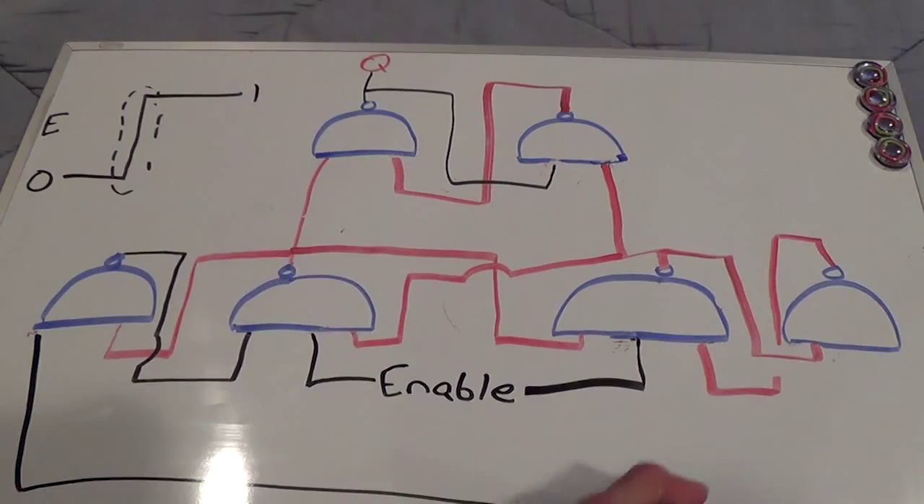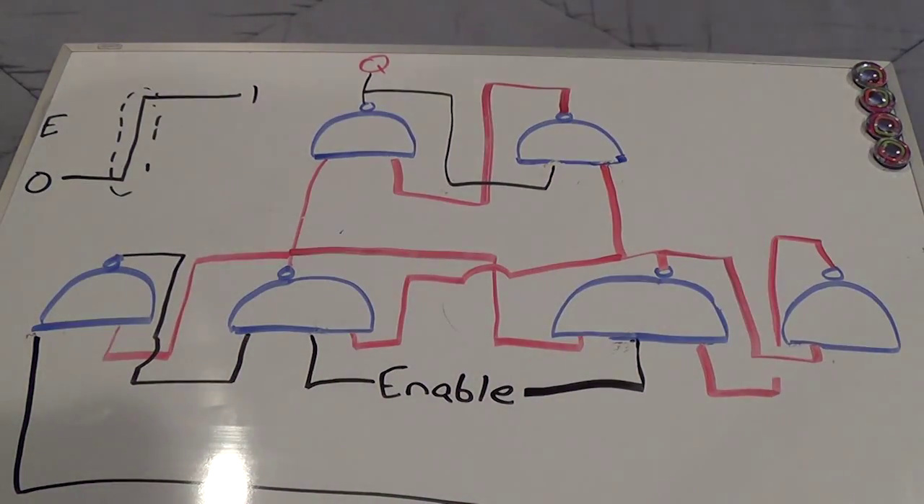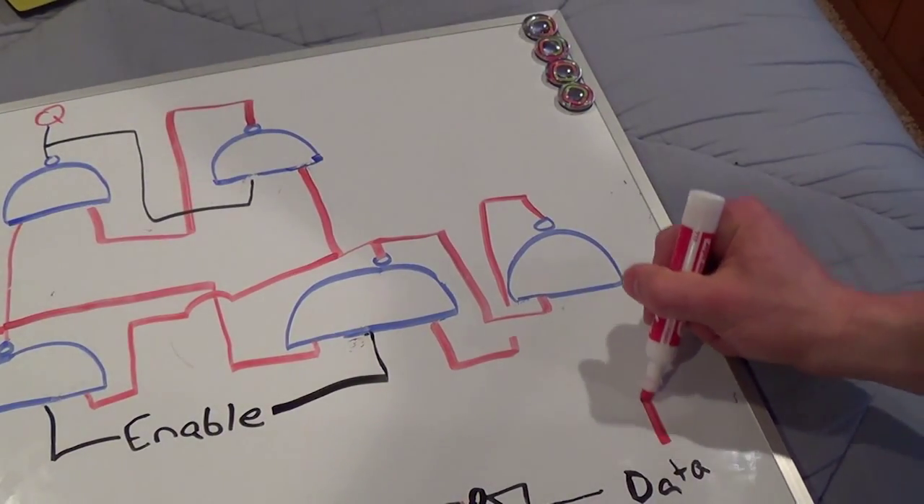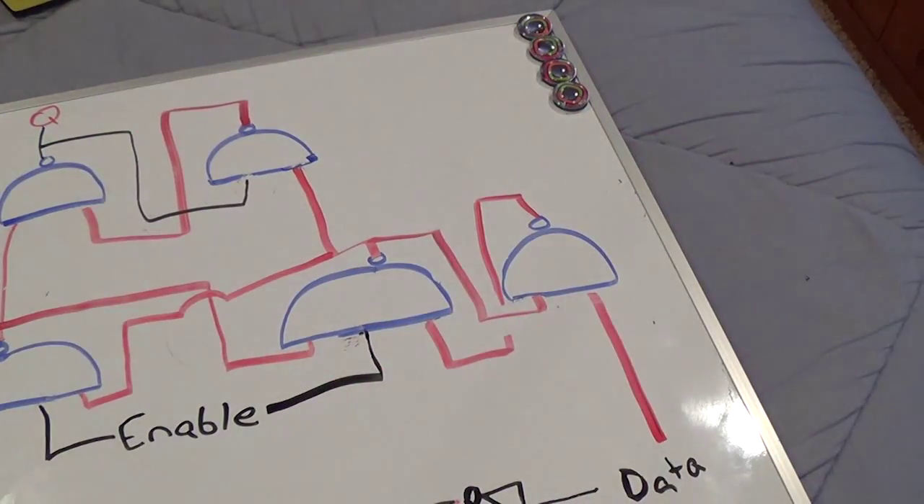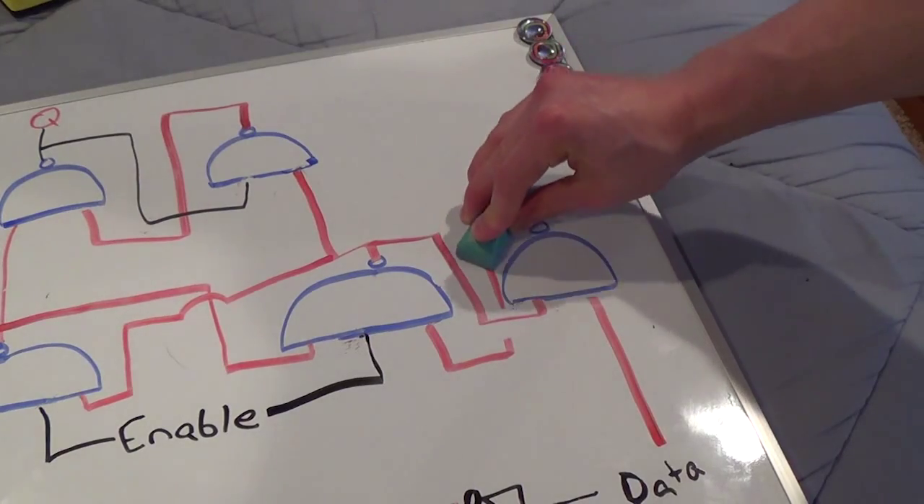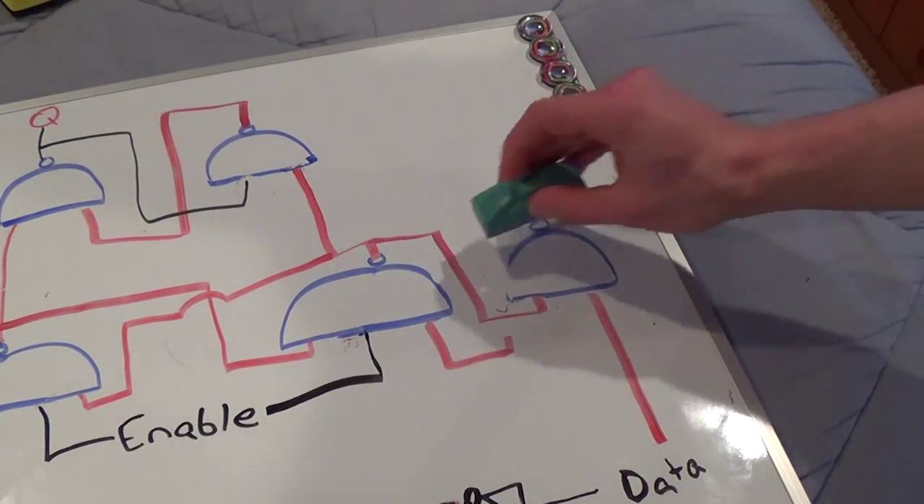I'm going to make data high, and what you just saw me draw was the inverse of data. Data is on this side. We're going to make any changes to these NAND gates that's necessary before we change enable. I won't make the same mistake twice. The NAND gate on the far right has 2 high inputs. It will produce a low output.